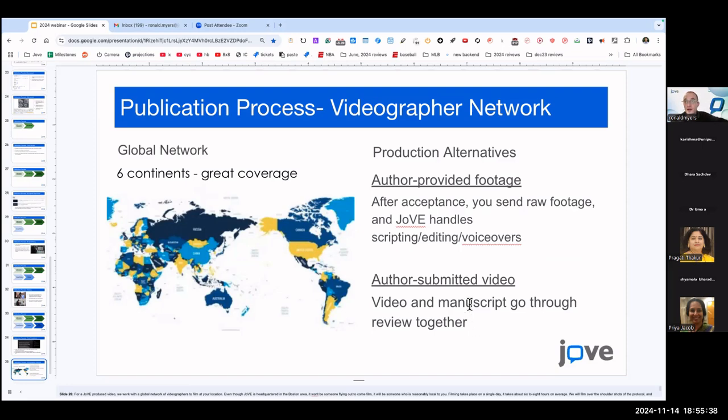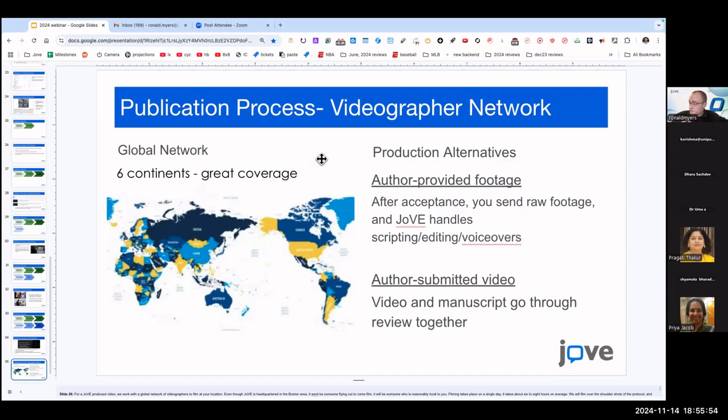There is also an option. I would say 90% of authors choose to have JoVE create the video for them. There's also a second option, which is less common, and this is creating the video yourself.